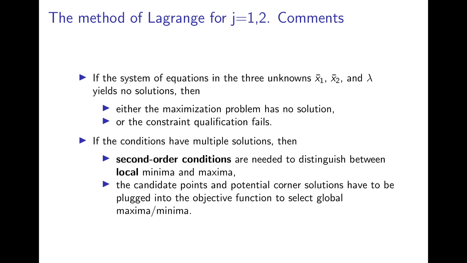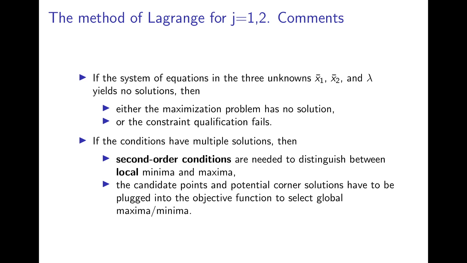So for example, the system of equations in the three unknowns x1 bar, x2 bar, and lambda could yield no solutions. And in this case, either the optimization problem itself would have no solution, or the constraint qualification could fail, which means that it is not binding for any of the items, and therefore we would always want to increase consumption of all the goods in case of a utility maximization problem. So in this case, there wouldn't be a solution to the system of equations.